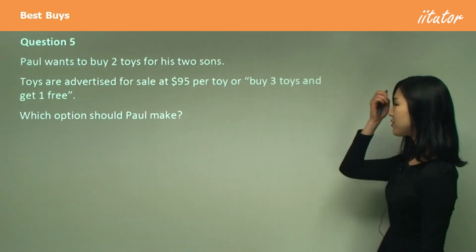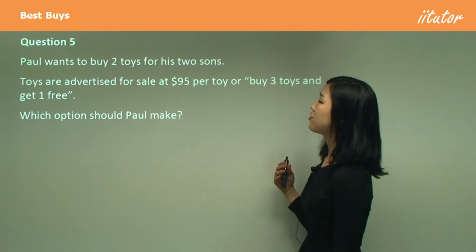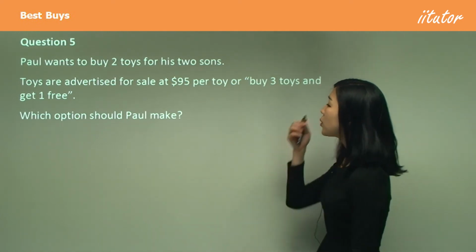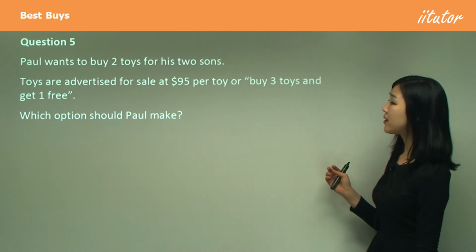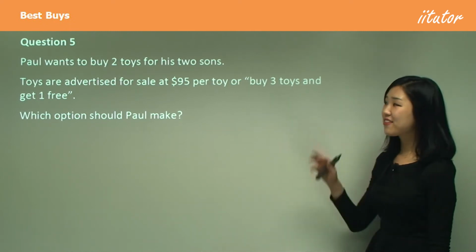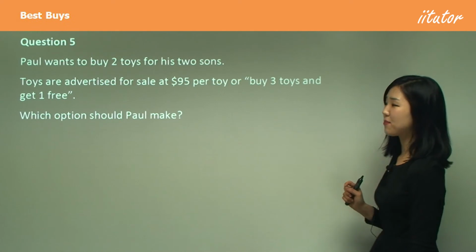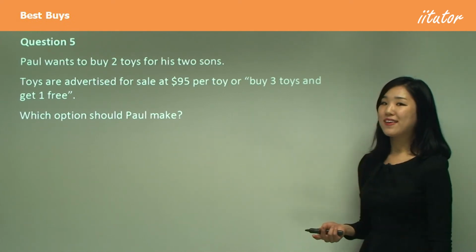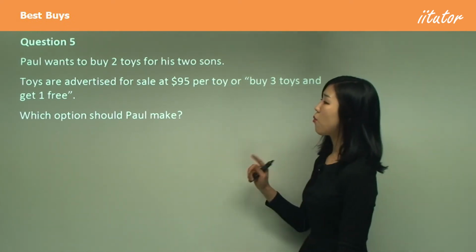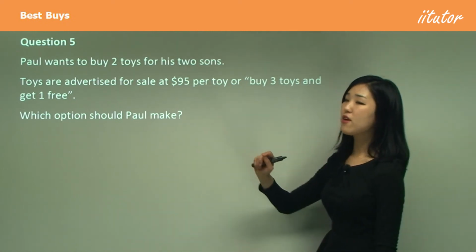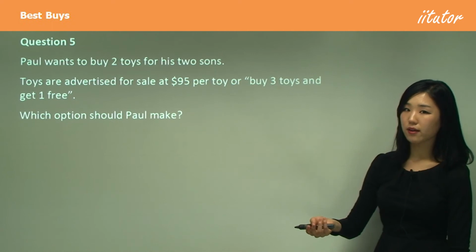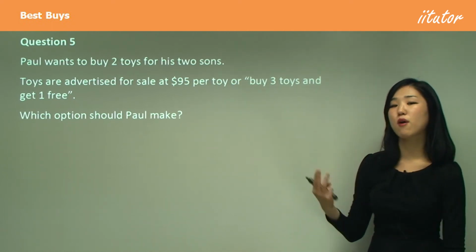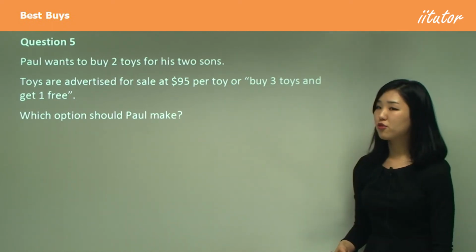Question 5. Paul wants to buy 2 toys for his 2 sons. Toys are advertised for sale at $95 per toy, or buy 3 toys and get 1 free. So there's little deals that the shop gives them. Now, which option should Paul make? You can see that the cost of 1 toy is $95, but there's a little deal going on. Buy 3 toys and get 1 free. So you can get 4 toys for the price of 3 basically. Which option should Paul make?